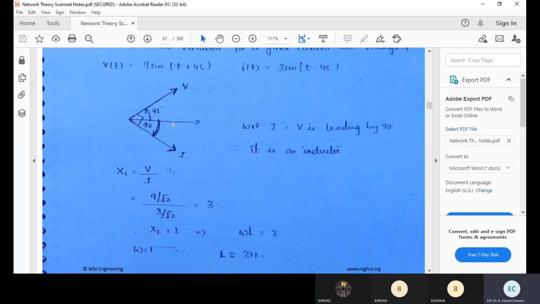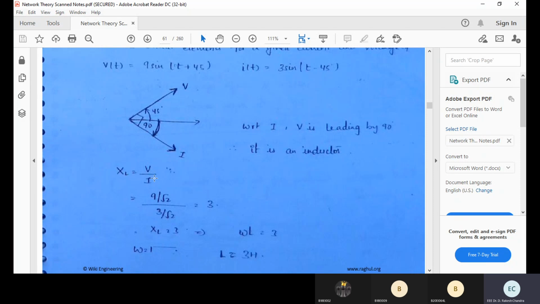Take one as the reference phasor here. The voltage is 45 degrees ahead and the current is 45 degrees down. With respect to I, V is leading by 90 degrees. That means the current is lagging. Always remember, if the current lags, then it has a lagging power factor. Lagging power factor means it is an inductor. If the current leads, it means a leading power factor, and a leading power factor means it must be a capacitor. Here it is an inductor. What is the inductance value?